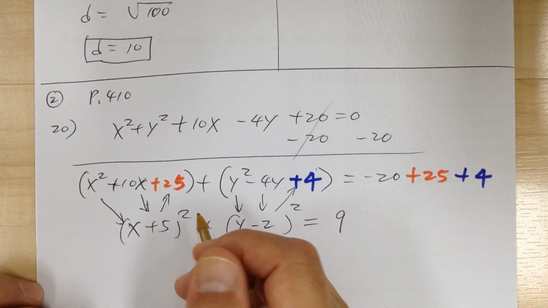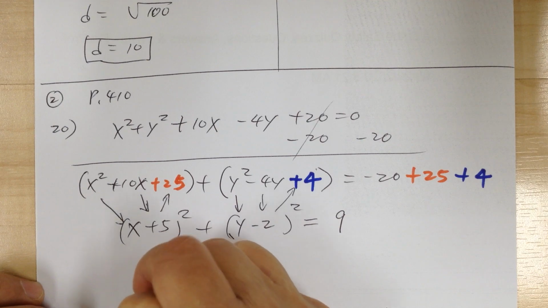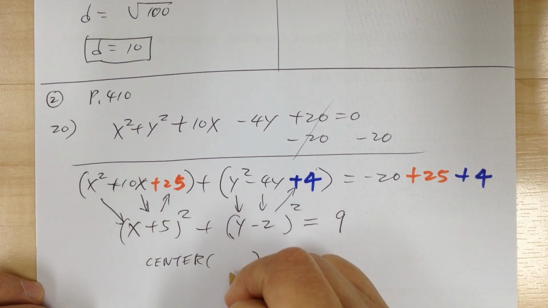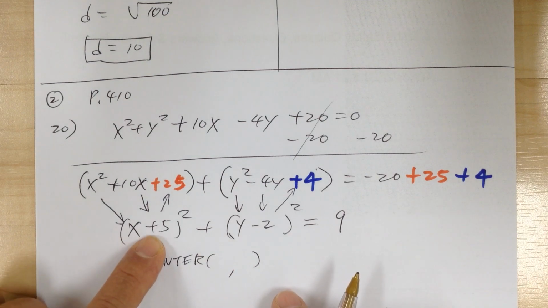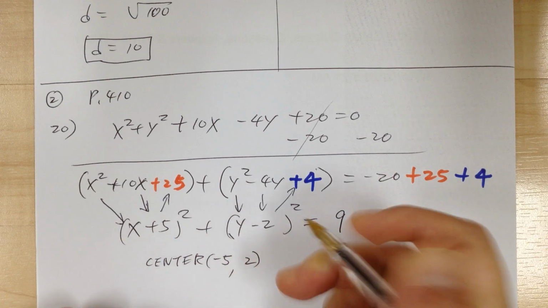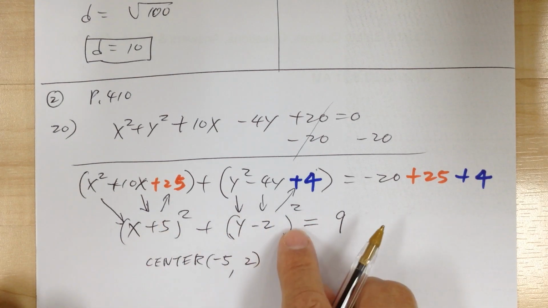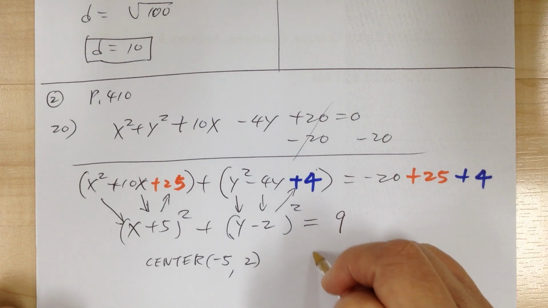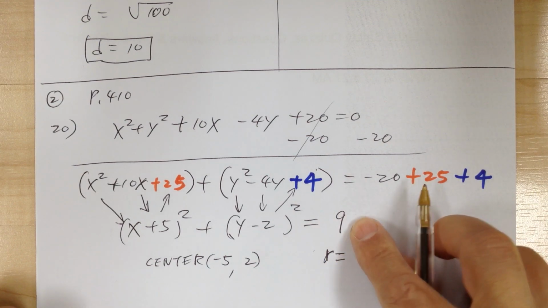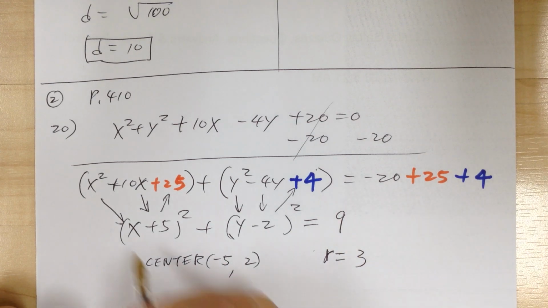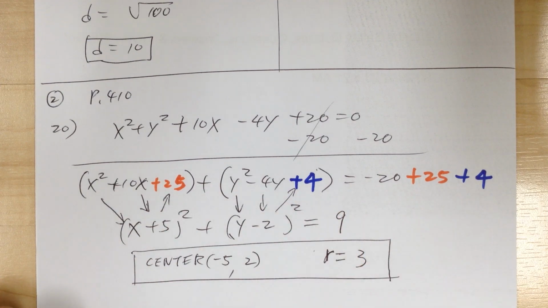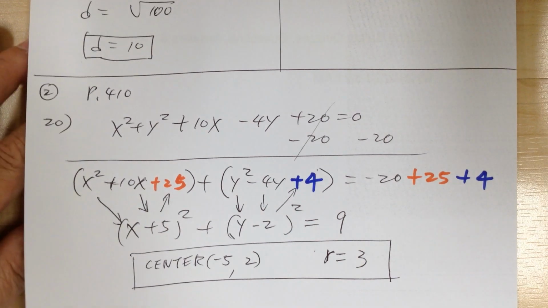So from here, your center is going to be your h and k. From this, you can set it equal to 0 and solve. So you're going to get minus 5. This one will give you 2, right? You can just take the opposite, or you set it equal to 0 and solve. And for r, you take the square root, because this is your r squared. So take the square root, you get 3. And so this would be your answer. So make sure you know how to complete the square. That's very important. Okay, let's go to the next item.